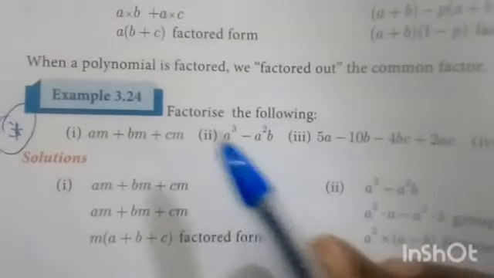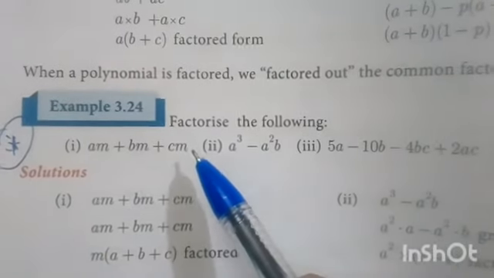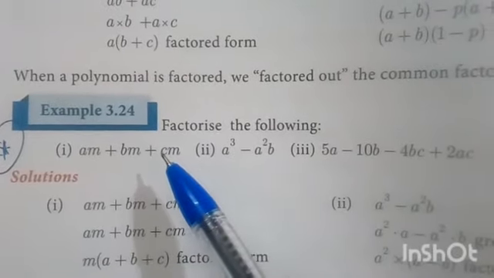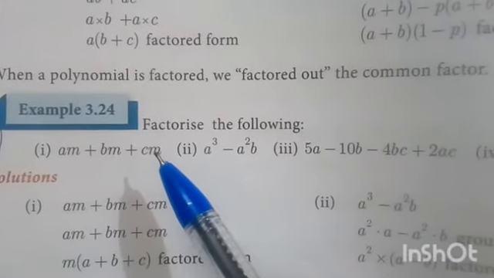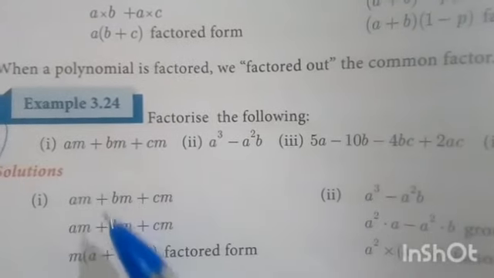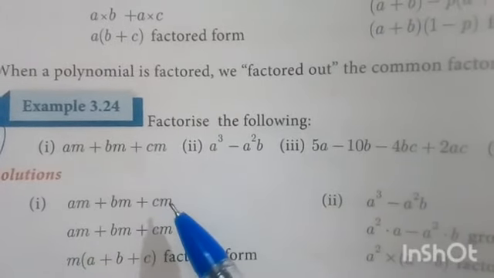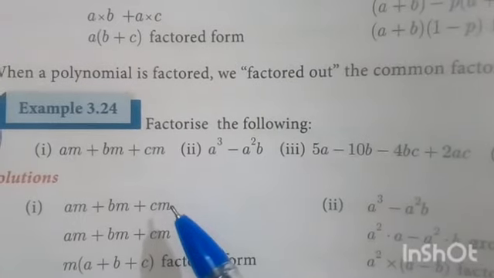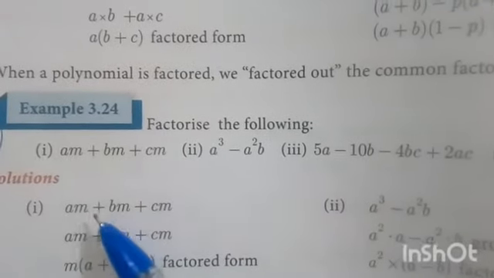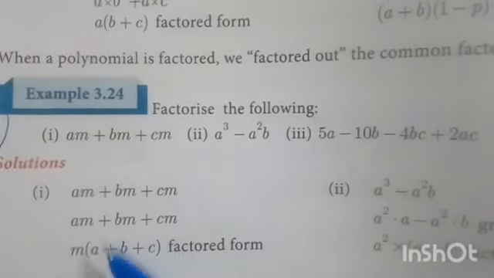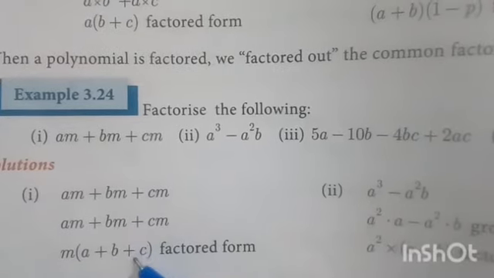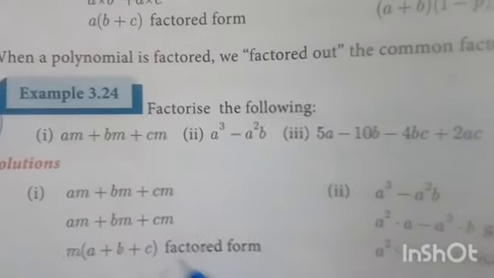Now example 3.24, it is a very important problem, an important 2 mark question. That is AM plus BM plus CM. First you have to find which method is suitable, the common factor method or the grouping method. Now check: the common factor method is suitable. M is common for these three terms. So take M outside, and what remains is A, B, C. This is the factorized form.